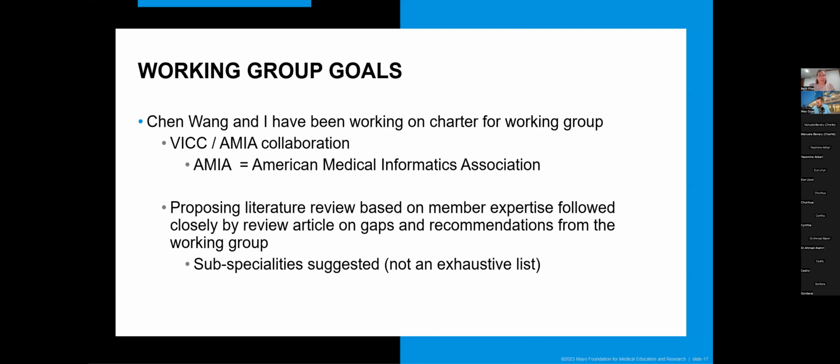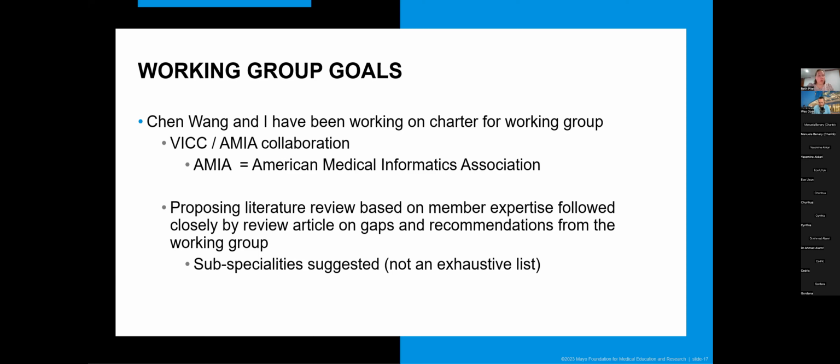So I'm glad we're getting to this so quickly. Jen and I have been working on creating this charter for the working group. I was on family leave a little earlier this year, and he continued working on kind of fostering this collaboration with a group called AMIA. They're the American Medical Informatics Association, and AMIA has endorsed this goal of creating this group in collaboration with VICC.